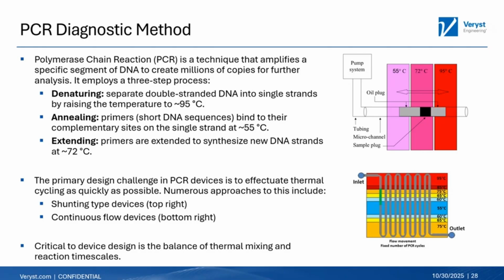One is what's called a shunting type device, which we see in the top right, where basically we have a droplet that is shuttled between the various temperature zones in a chip. Or something called a continuous flow device, which we show on the bottom right, where a droplet is continuously flowed, typically through a serpentine channel, which manipulates the temperature of the droplet and takes the constituents through the three steps we just discussed. And so critical to this device design is balancing the thermal mixing and the reaction timescales.